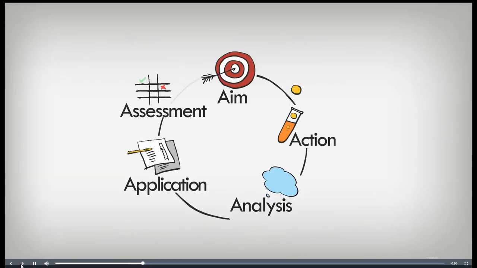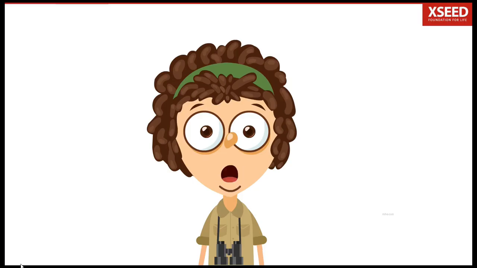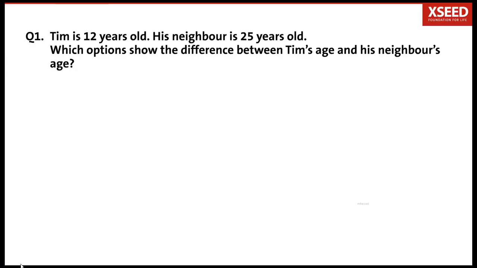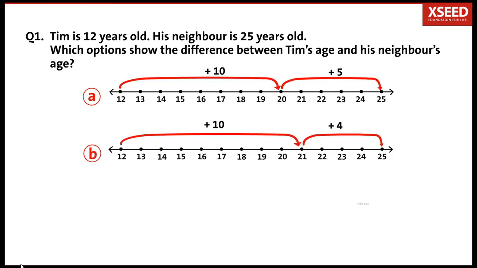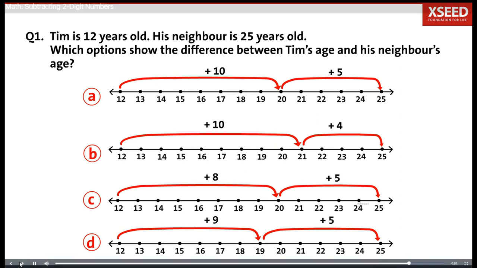Time for a quick quiz. Let's see if we remember what we learned in the class today. Shade the bubble for the correct answer in your journal. Question 1. Tim is 12 years old. His neighbor is 25 years old. Which of the given options show the difference between Tim's age and his neighbor's age?